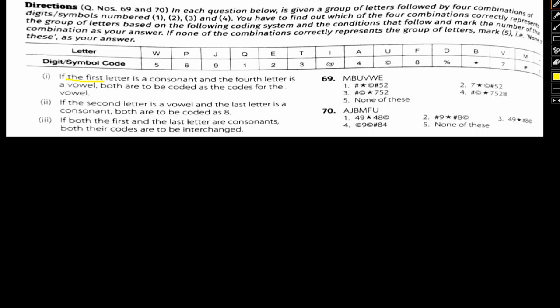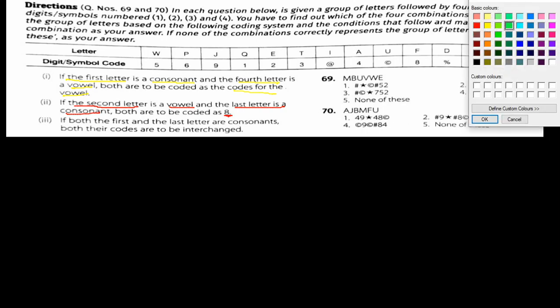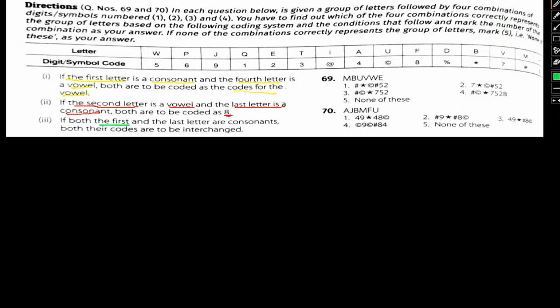If the first letter is a consonant and the fourth letter is a vowel, both are coded as the codes of vowel. This is the first rule we should keep in mind. Second rule: if the second letter is a vowel and the last letter is a consonant, both are coded as 8. And the third rule: if both the first and the last letter are consonants, both their codes are interchanged. Now let's move to question number 69.